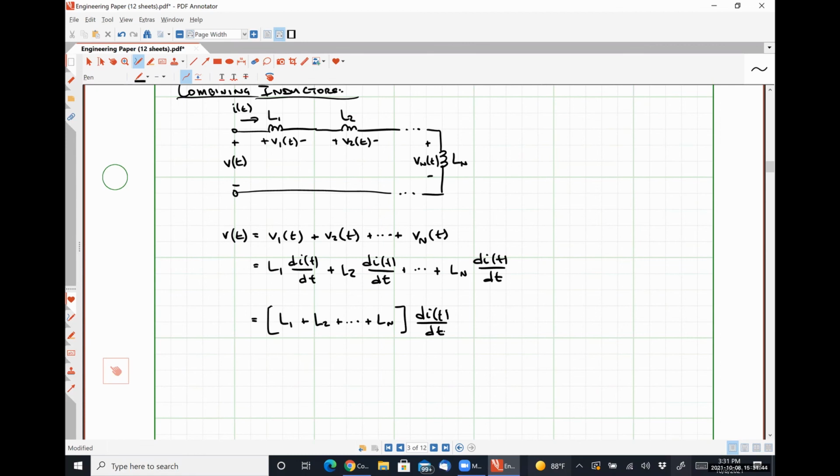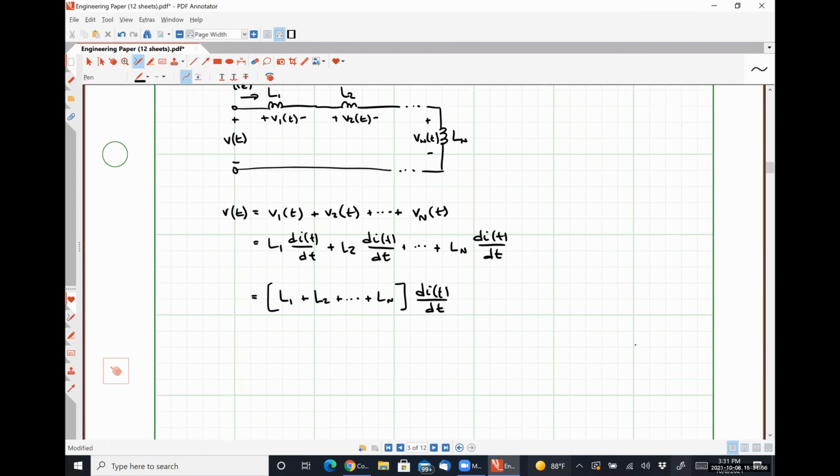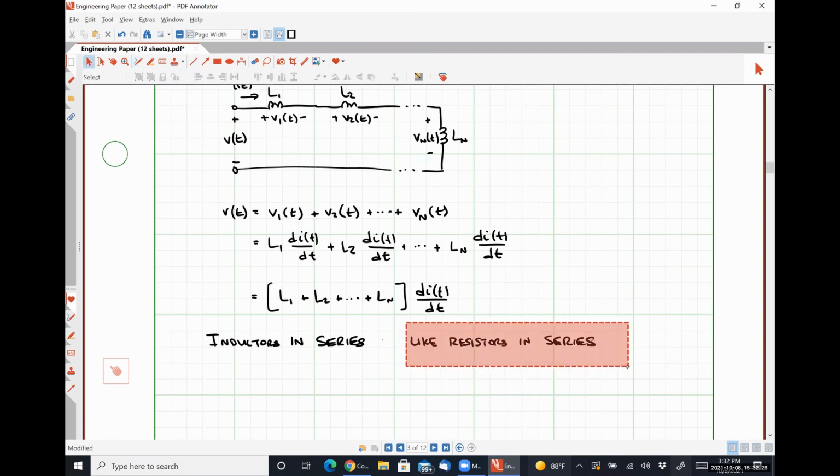So we just used a bunch of math to say something pretty straightforward. Inductors in series add like resistors in series. Okay, we got to prove it. Can't just assume. Inductors in series, I don't want to even say add, combine. That's a better way to put it.